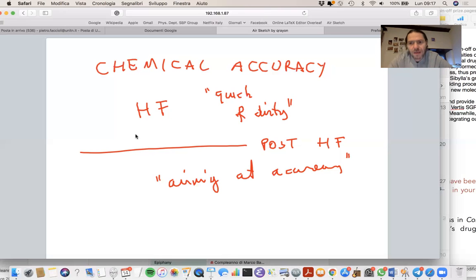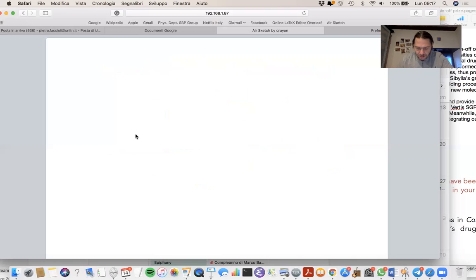But this is just to say more or less where we stand in the level of complexity of the quantum many-body problem for the electronic structure. So having said all this long premise, let me describe to you what the Hartree-Fock method is.